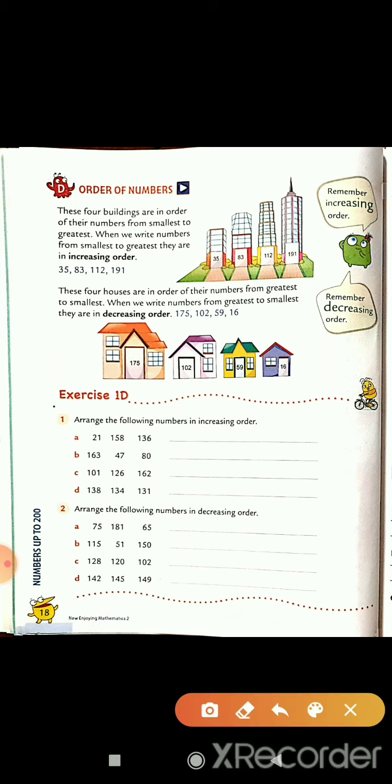Okay, let us start with exercise. Question number 1. Arrange the following numbers in increasing order. Increasing order means from smallest to greatest. First we have to write the small number, and then greatest. Let us start with A. The numbers are 21, 158 and 136. Which number is smallest? 21. So first it will come 21.